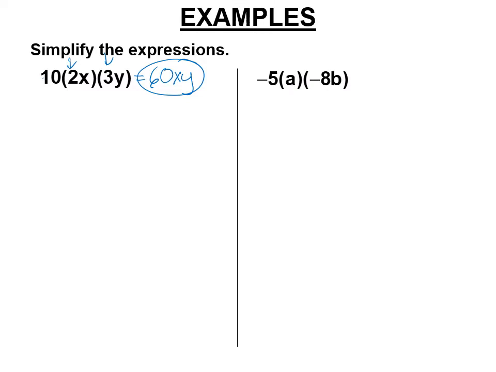Negative 5 times a times negative 8b. All right, there's a 1 here, but negative 5 times 1, negative 5. Negative 5 times negative 8, positive 40. Then you just keep the variables. It's 40 times a times b, and you would say it 40ab.